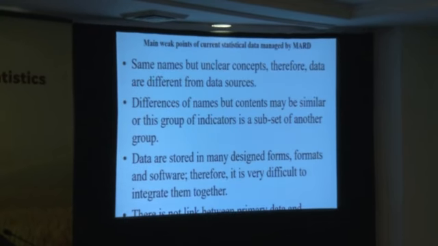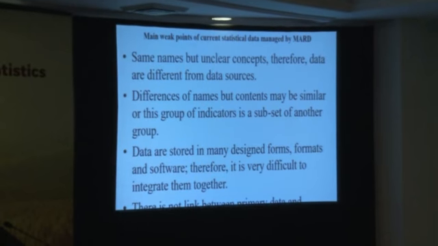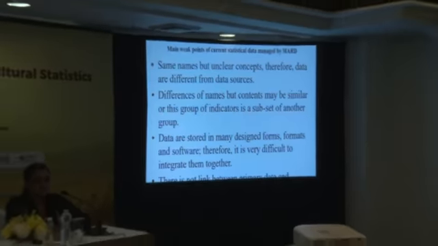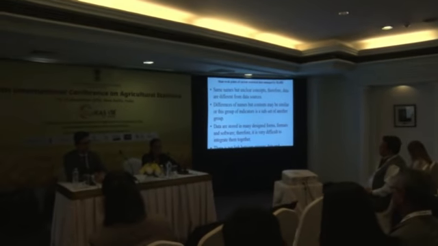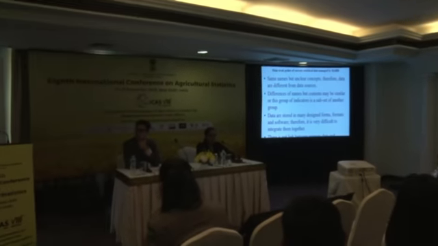Some weak points: you can see here the same name but unclear concept. Data are different from data source, and this is similar to what other speakers said when we conduct administrative survey data. So here is remote sensing. It may be an alternative for us. The objective of the study, finally, is to give a suggestion about the method to have better data for rice production.